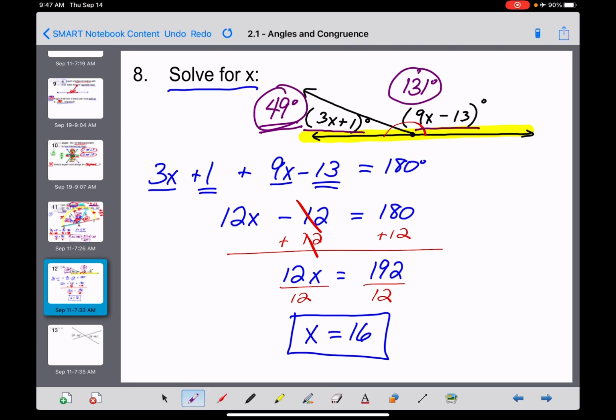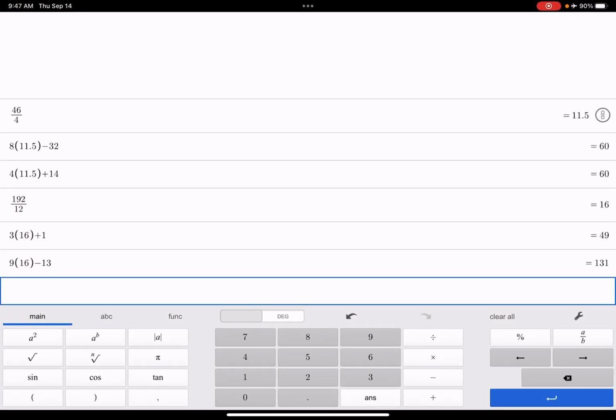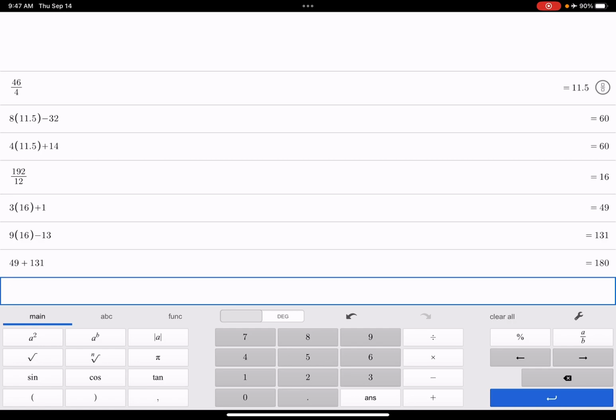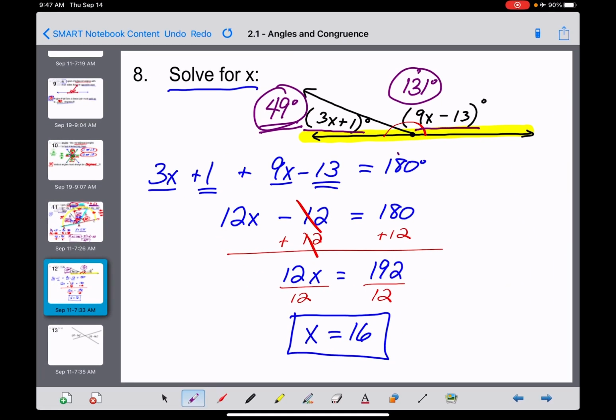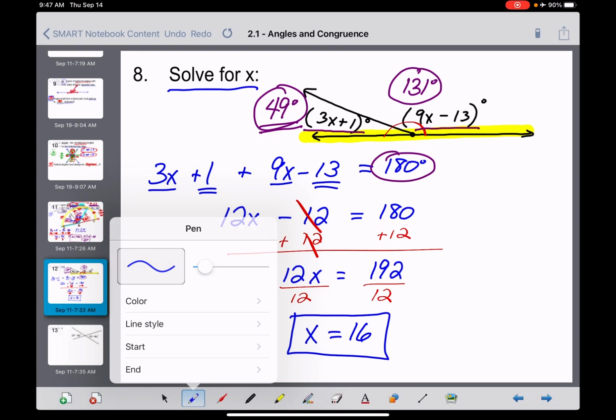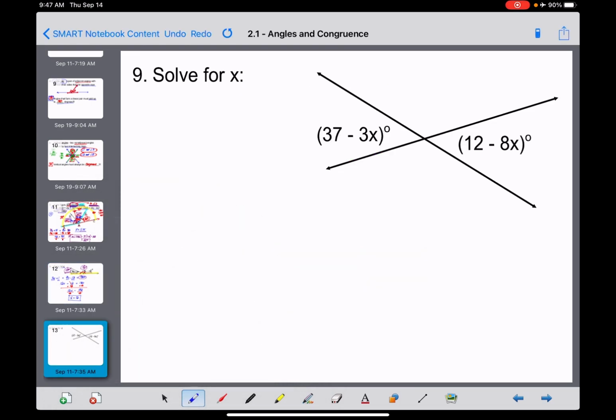49 and 131. Well, if you don't, let me show you right here real quick. If you take the 49 and add the 131 to that, that gets you a total then of 180 degrees, which is exactly what we thought should be the case. Those two angles form a linear pair, and therefore their measures have to add up to 180. So always a good idea to check yourself before you move on from a problem.